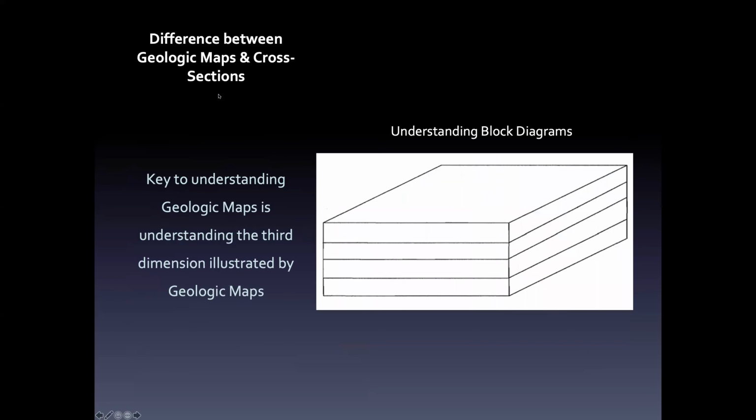So the key here is understanding the difference between a geologic map, which is a surface, and the cross-section view. And this is a fairly simple block diagram, which shows horizontal beds. If you remember your law of horizontality, you should remember that beds are laid down in horizontal layers. And so the oldest is at the bottom and the youngest is at the top.